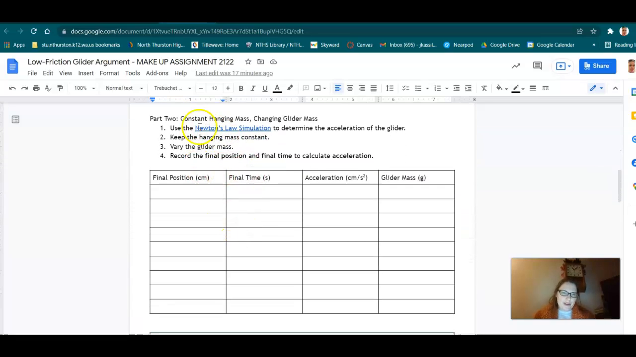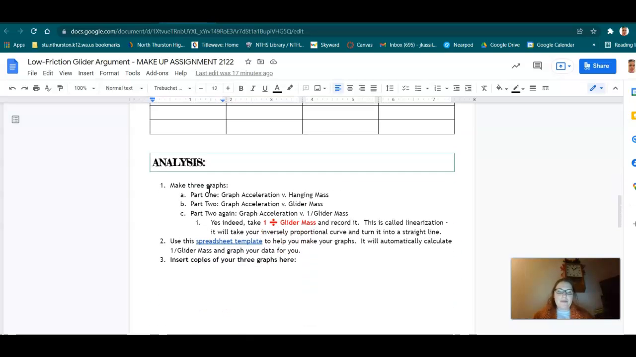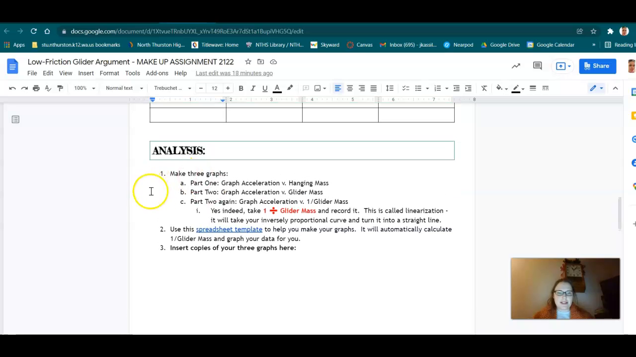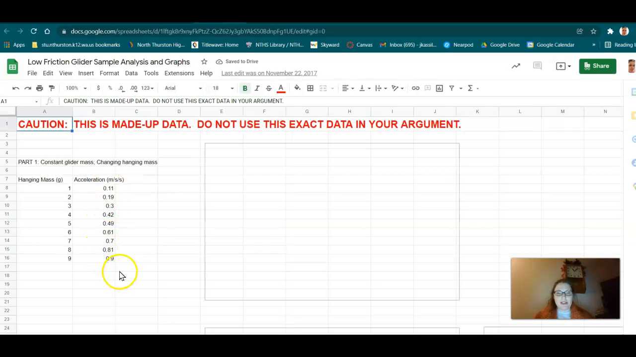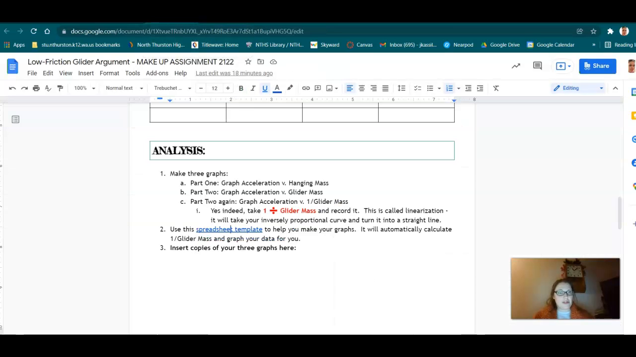Part 2, you're going to use the same simulation, but just like your air hockey lab, I'm suggesting you vary the glider mass. So this should all look familiar because we sort of did this in our pre-lab. But then we're going to do this analysis, okay? You're going to make 3 different graphs. There's a spreadsheet template to make it for you. This is fake data. Don't use this data. I literally just typed things in there to show you some sort of things. Okay, so it's not real. Don't use it.